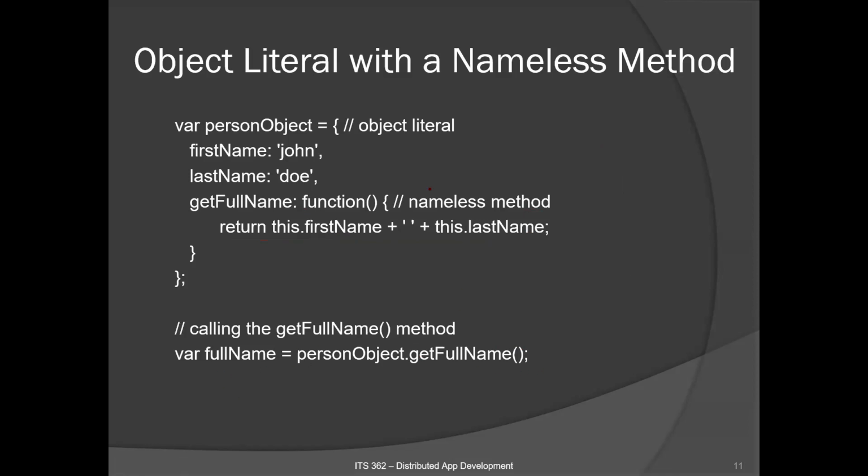Now, if you want to call the function, it's just standard. So you create a variable full name, person object, and then get full name, and you're basically referencing this get full name, which is this definition of our code.